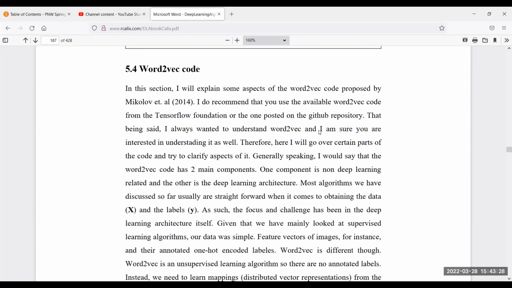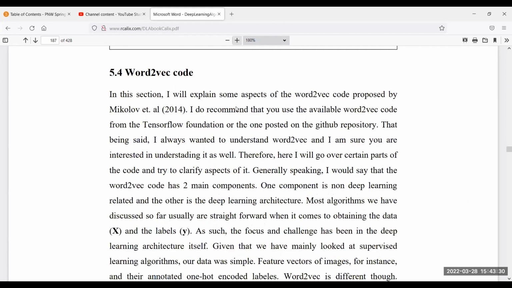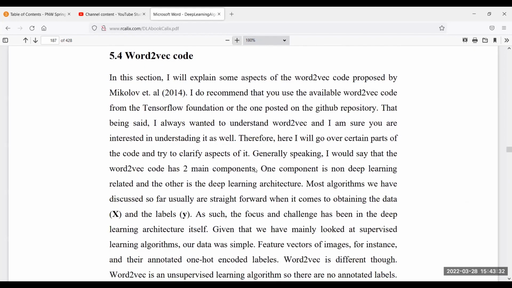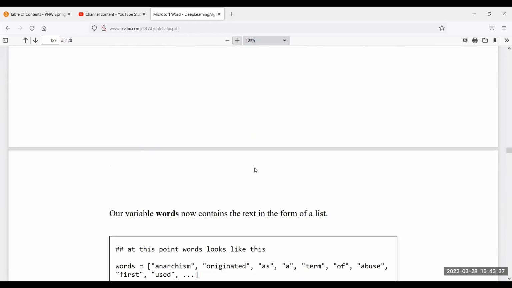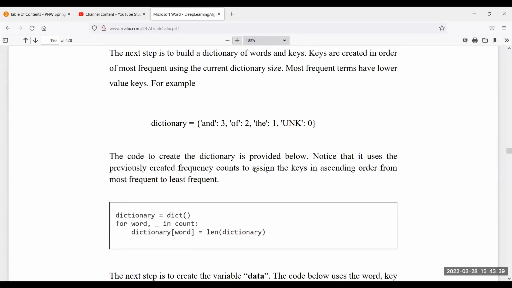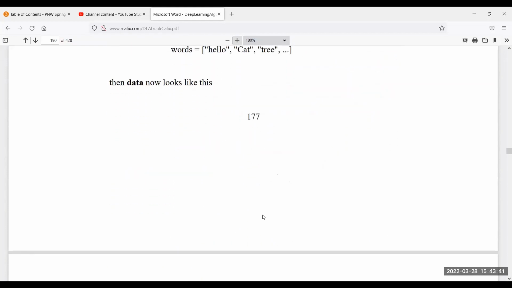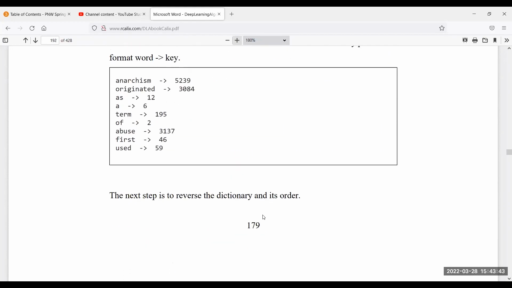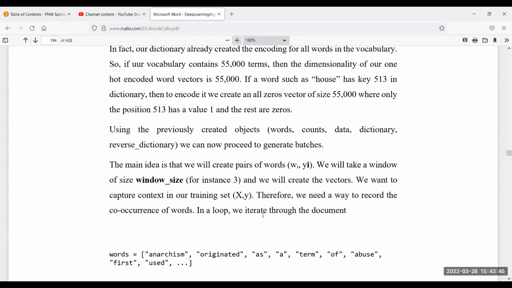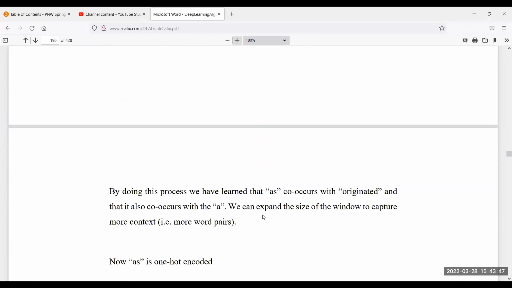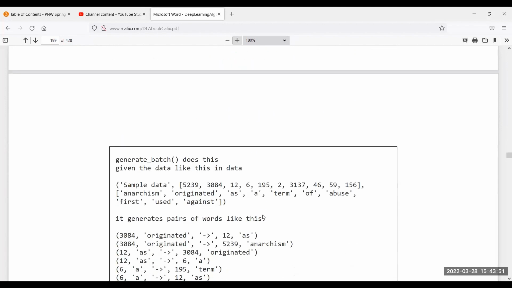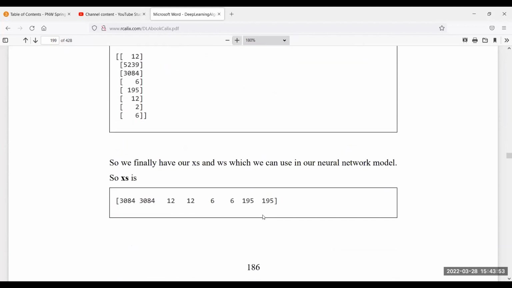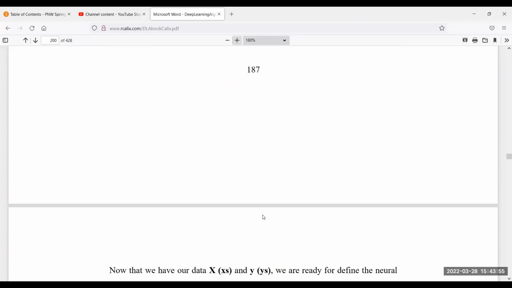If you want to learn more about Word2Vec and how it works, I spent a lot of time writing section 5.4. I explain every little line of code in Word2Vec, but that's outside of the scope of this semester, but feel free to read through it. Okay, so that's word embeddings for today.